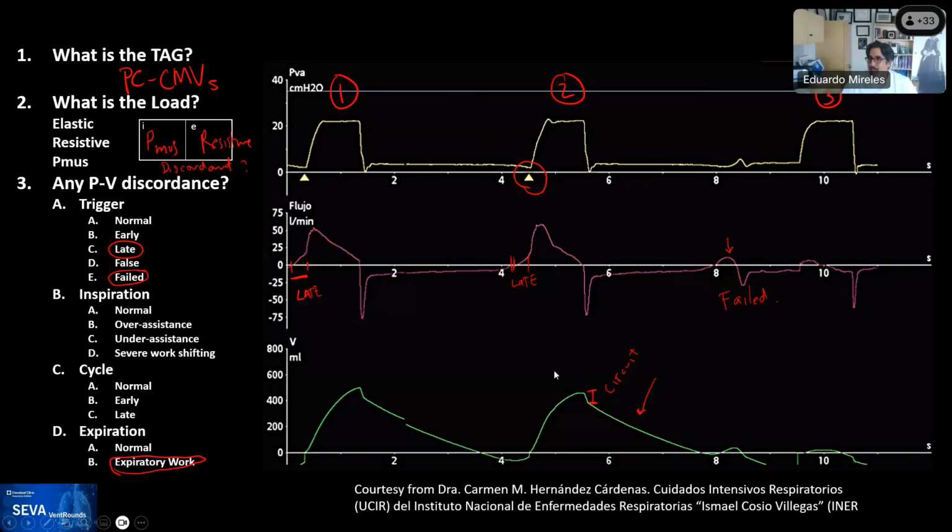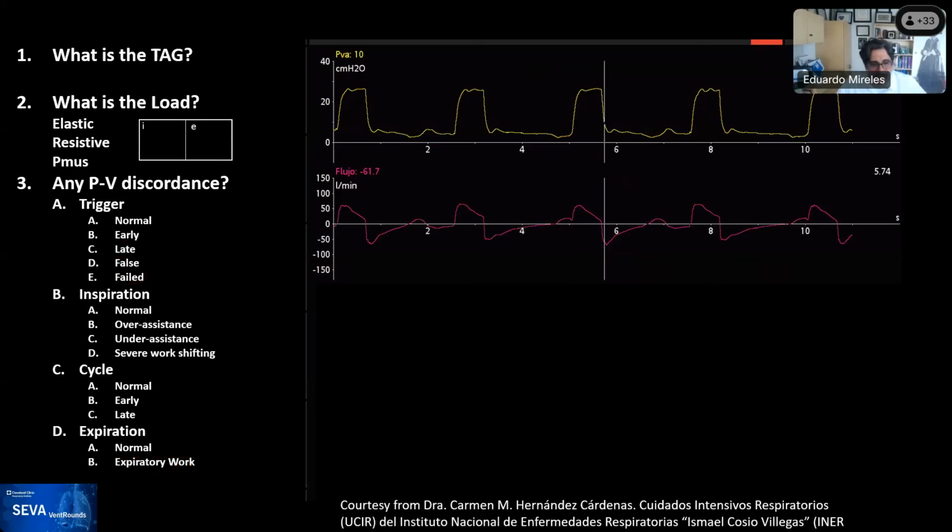Now let's put up a more contentious waveform. Here comes another one, also courtesy of the National Institute of Respiratory Diseases in Mexico. This is a nice waveform. I'm just going to ask you about the tag first. So you have this very nice looking waveform during inspiration. So what do you think is the tag? I just expect you to at least recognize the control variable and the type of breath.